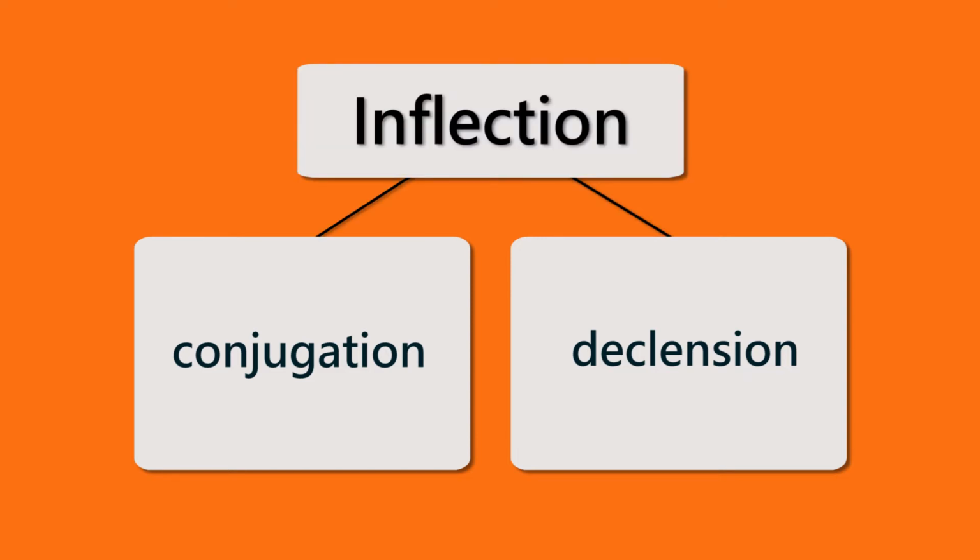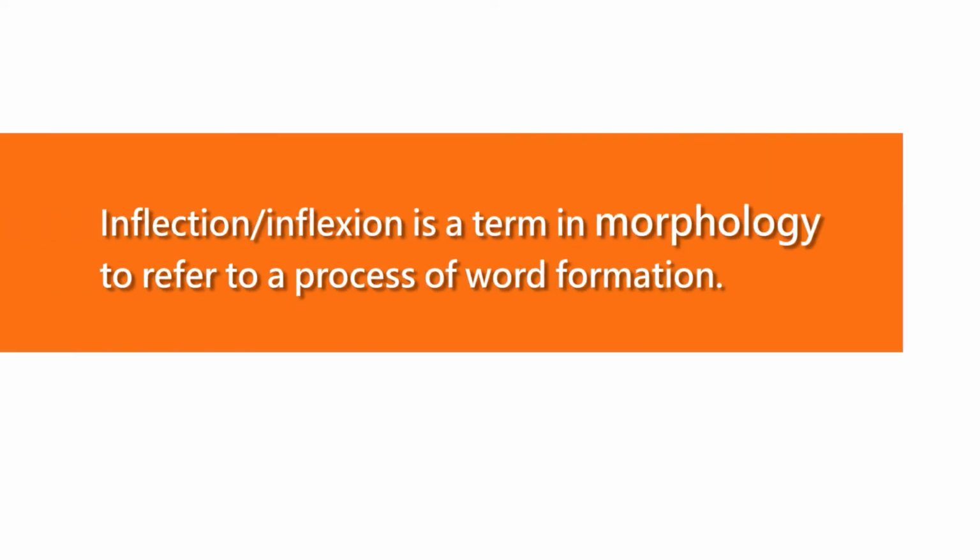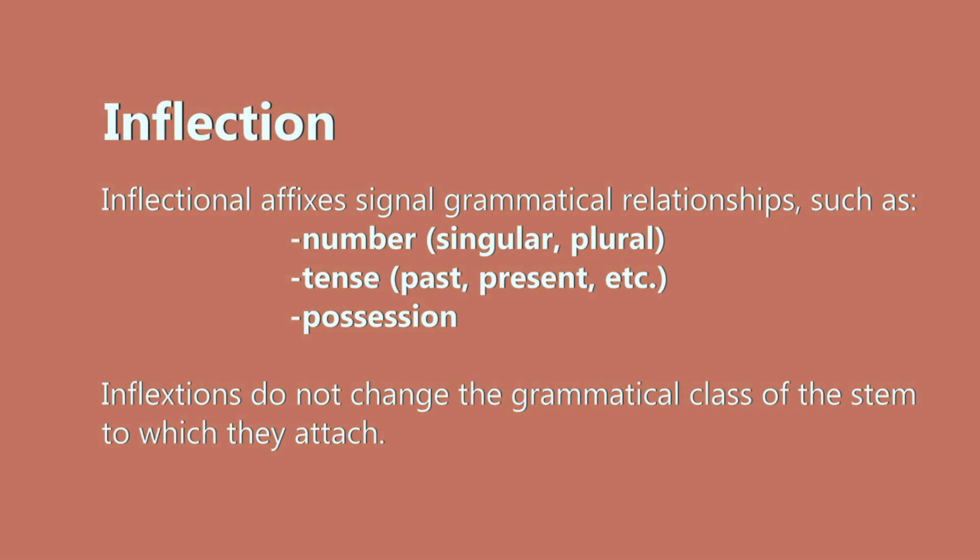I have covered in earlier videos the terms inflectional morphology and derivational morphology, so you may have some background from that and you can go and watch those videos. But basically, inflection is a term in morphology that refers to the process of word formation. In inflection, you add affixes to signal grammatical relationships such as number, singular, plural, tense, past, present, etc., and possession, and do not change the grammatical class of the stem to which they attach.